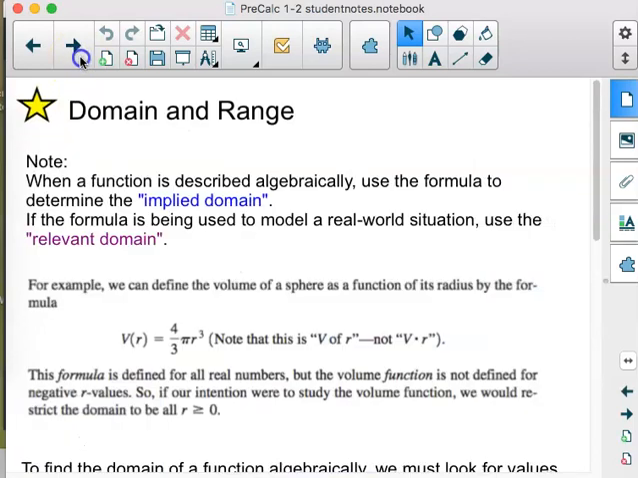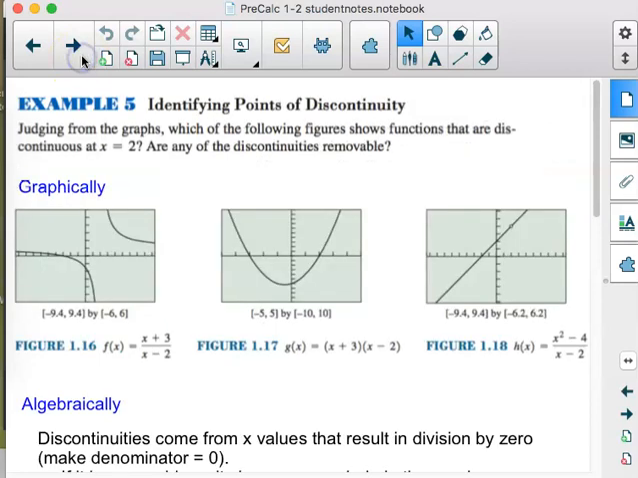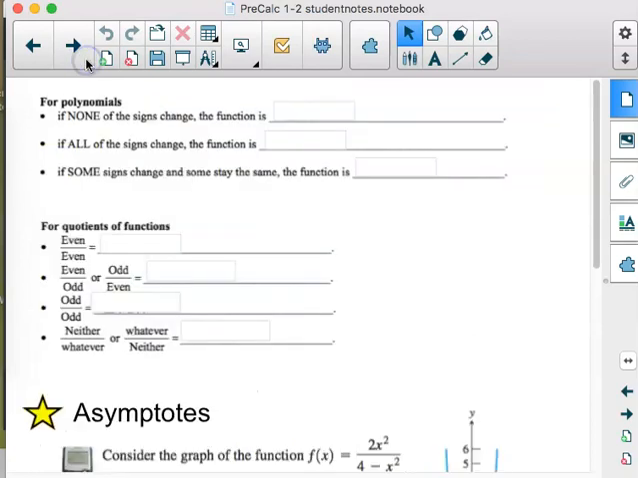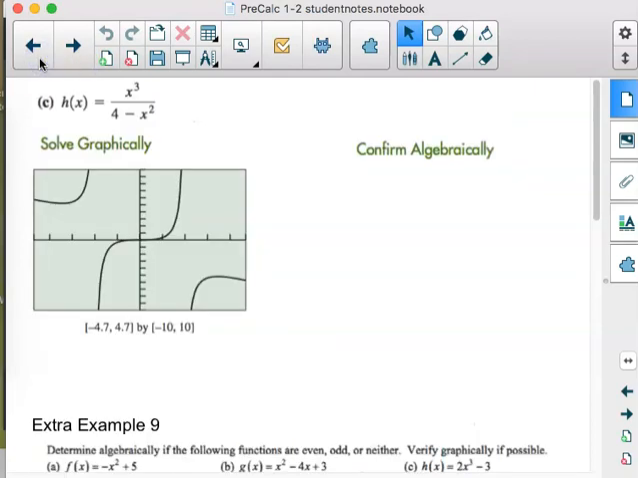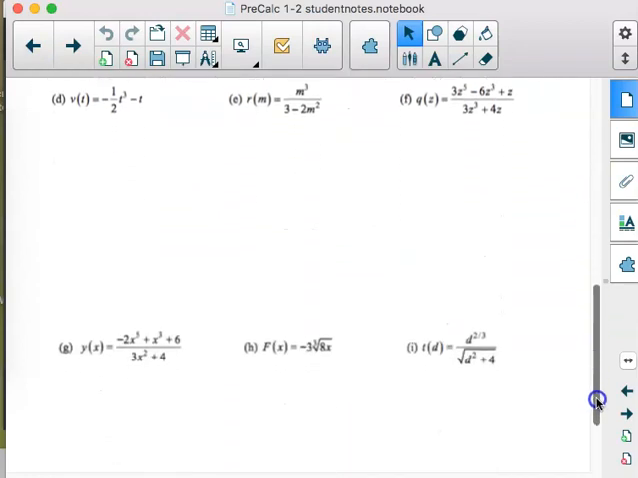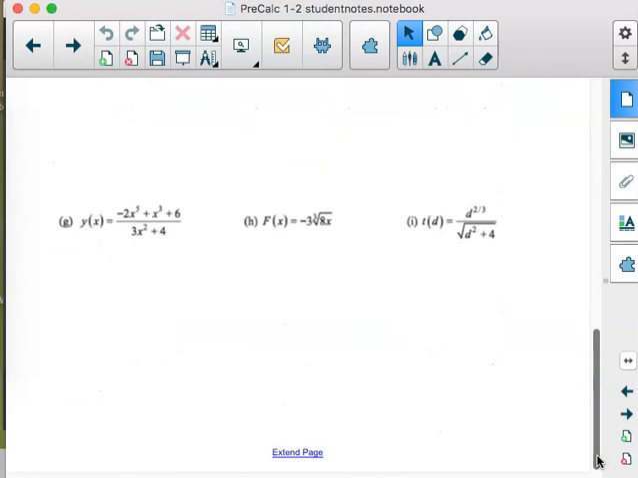So we are way back here somewhere. Yeah, down here. So what on earth page is that? This is page 26 in your note packet.